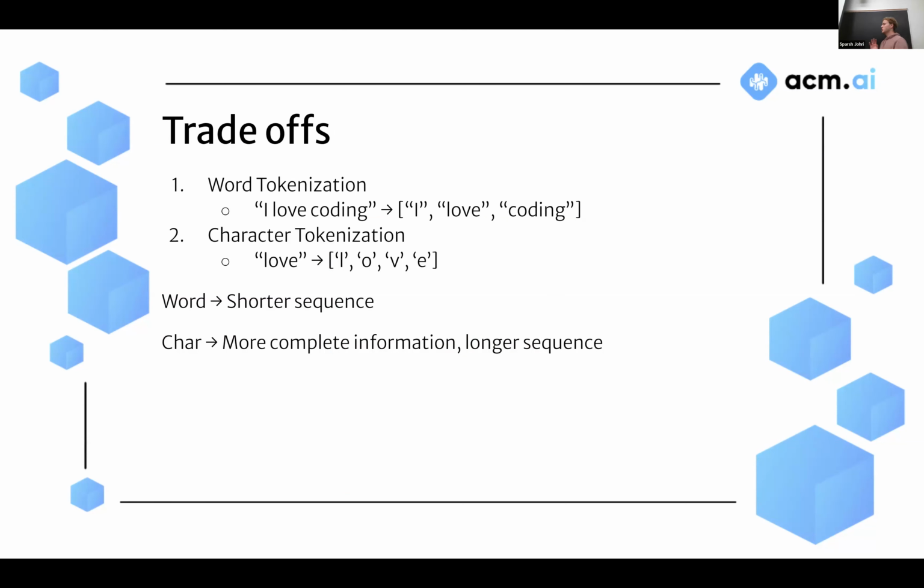obviously there are trade-offs with each different kind of tokenization. So if we do word tokenization, we get a shorter sequence, which means not as much data. But that's also good because it might be quicker to train. However, if we do character tokenization, we have more complete information, but we also have a longer sequence, which again has more information, but it's also much more time-consuming to train.